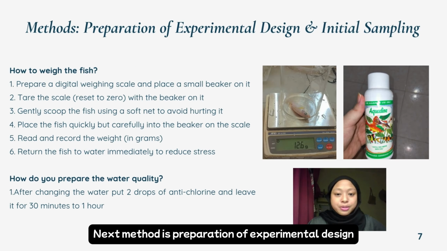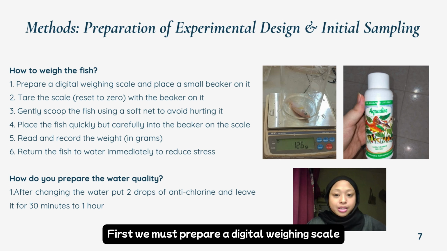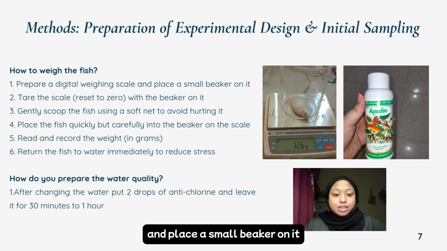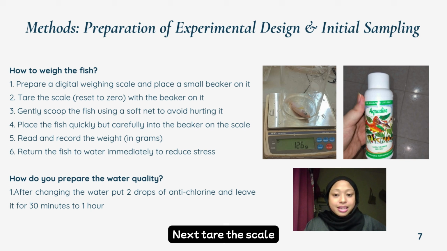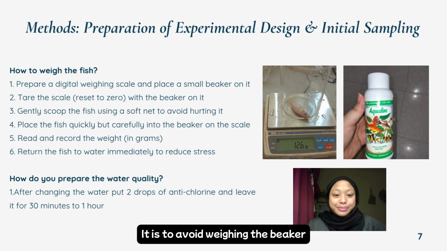Next method is preparation of experimental design and initial sampling. First question is how to weigh the fish. First, we must prepare a digital weighing scale and place a small beaker on it. Next, tare the scale, which resets it to zero with the beaker on it. It is to avoid weighing the beaker.